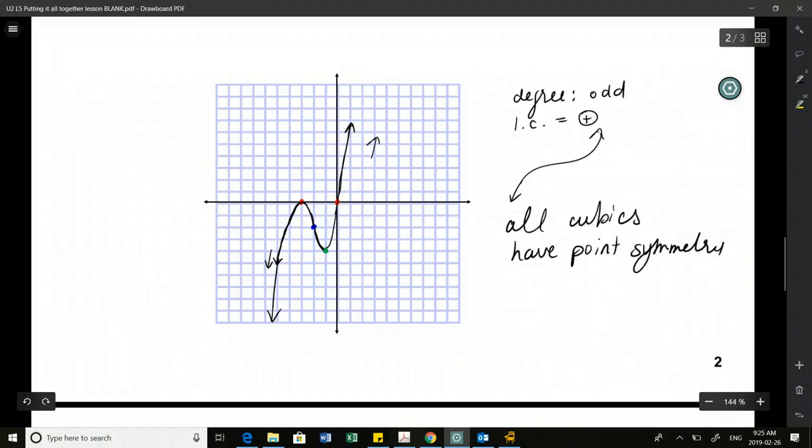Yes. Yep. These were critical points right here. This and this. And this was our point of inflection. Cool?